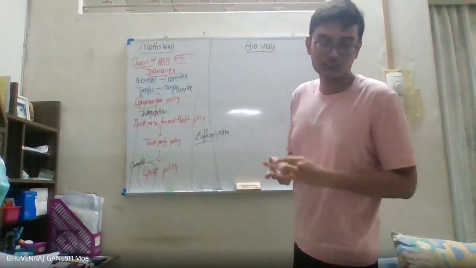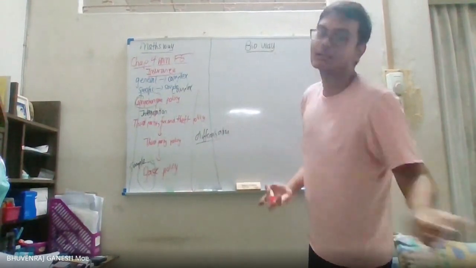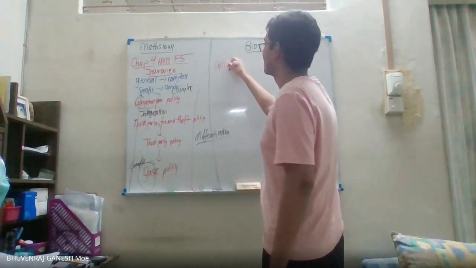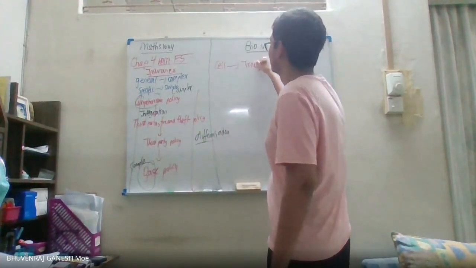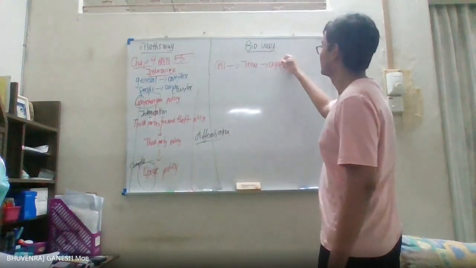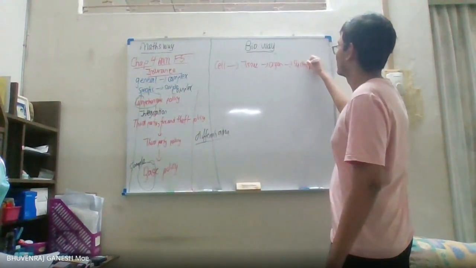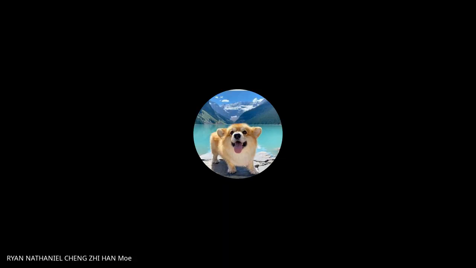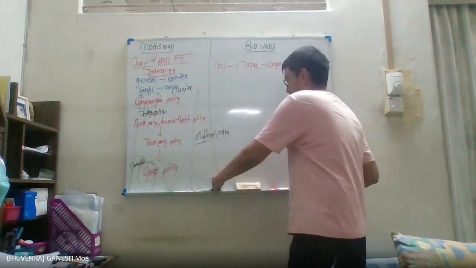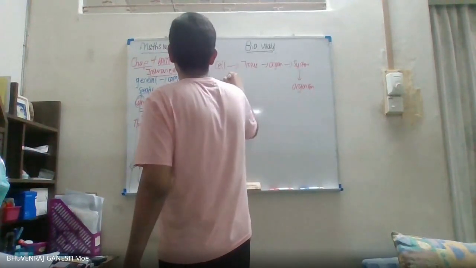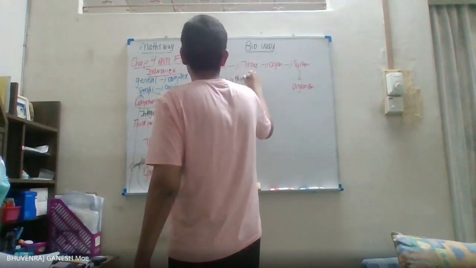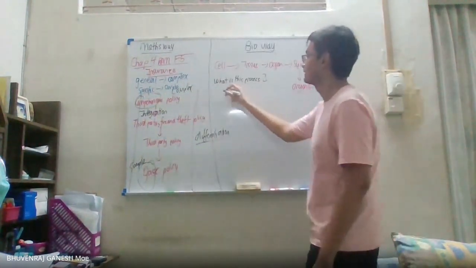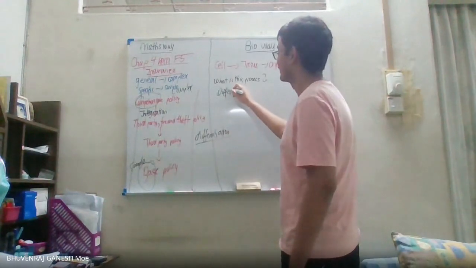If you look at the levels of organization in multicellular organisms, we go from cell to tissue to organ to system to organism. Usually the question will ask, what is this process when we travel from cell to organism? The answer is differentiation.